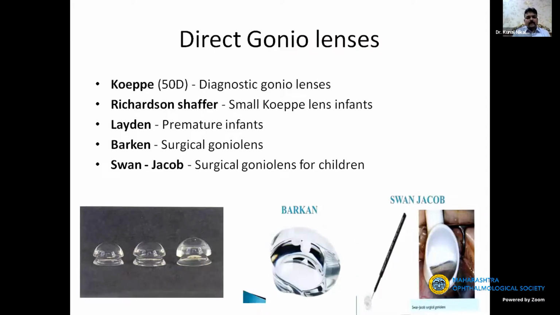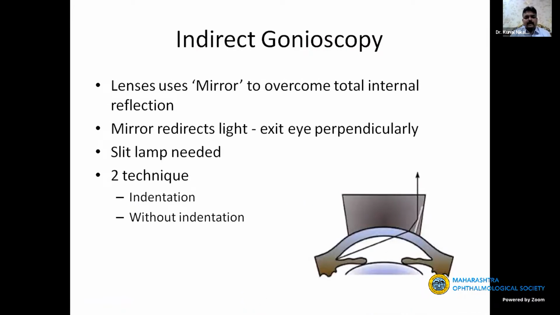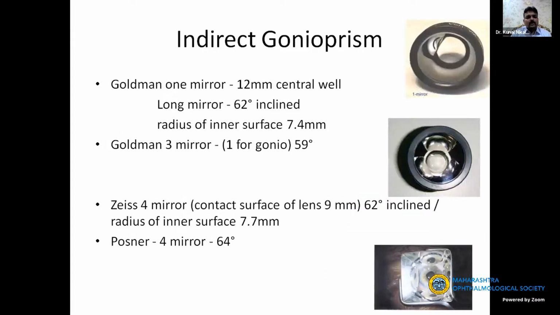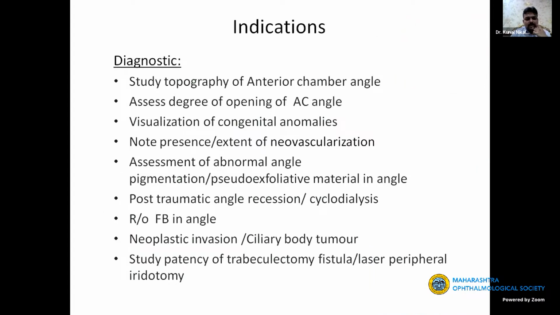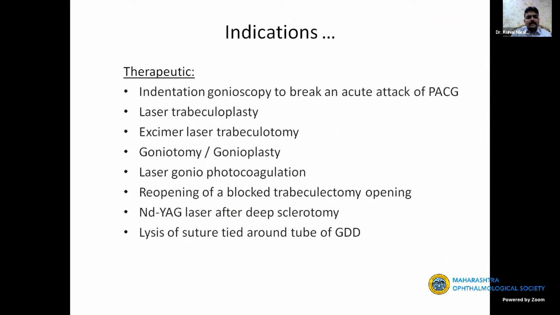Yes, yes. So in gonioscopy, it uses a mirror to overcome the total internal reflection, and the mirror redirects light so that light exits the eye perpendicularly, and we can see it through the slit lamp. Different gonio prisms are Goldmann 1 mirror, which has a 12 mm central well, Goldmann 3 mirror, Zeiss 4 mirror, Posner, Thorpe, Sussman, and many more lenses. Now, the indications of gonioscopy can be to study the topography of the anterior chamber angles, to see the neovascularization, pigmentation, angle recession, foreign bodies, neoplasia, and study the patency. Indentation gonioscopy can be therapeutic gonioscopy to break the acute angle attack, and different gonio procedures can be done with the help of gonio lenses.